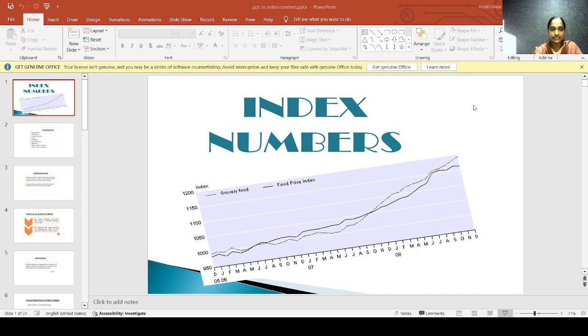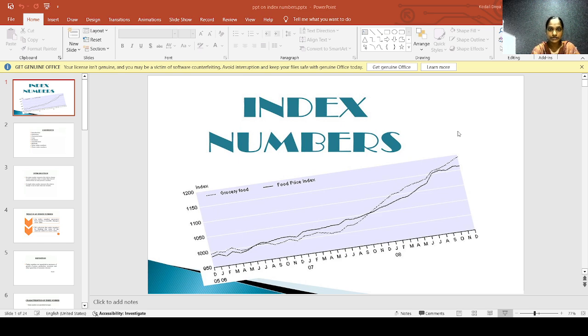What is an index number? An index number is used to measure the relative change in price, quantity, value, or some other item of interest from one time period to another time period. Mainly, index numbers are used to measure the relative changes in phenomena, which are nothing but price, quantity, value, or some other item with respect to time. How the variable is changing from time to time, we will measure by using index numbers.